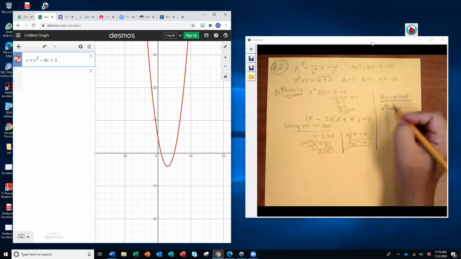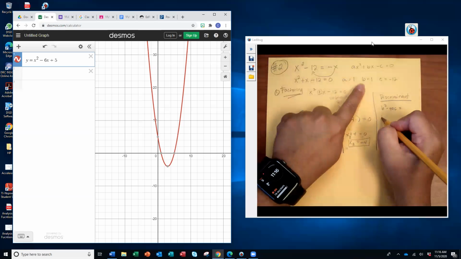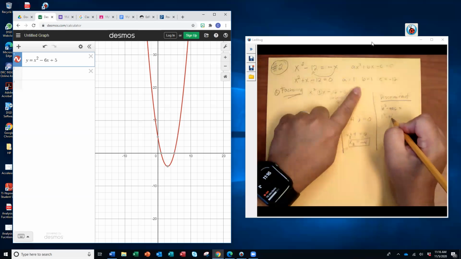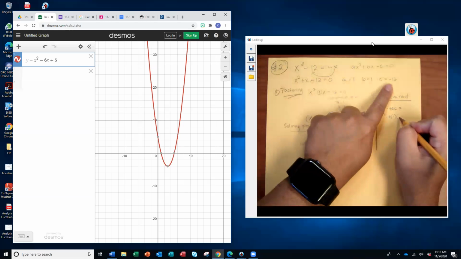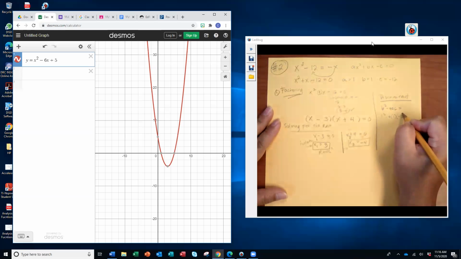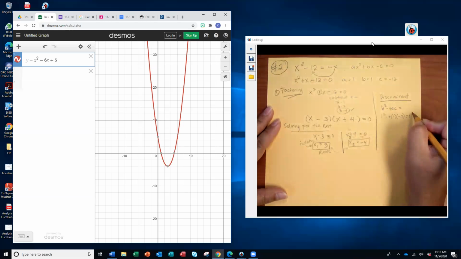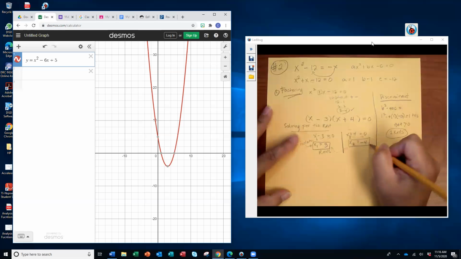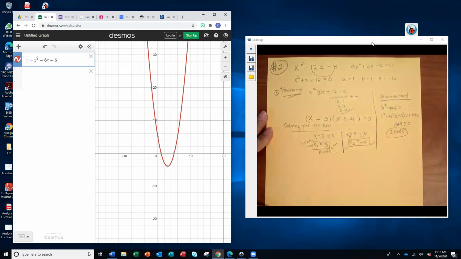So let's see. My b here is 1 squared minus 4 times 1 times negative 12. How much is that? So that is 1 plus 48. 4 times 12 is 48. Negative times negative is a plus. Well, actually, it's a 49, and 49 is greater than 0, right? Therefore, it has two roots. So the question will be, what are your two roots? These are your two roots. They go together. You have to learn both, okay?